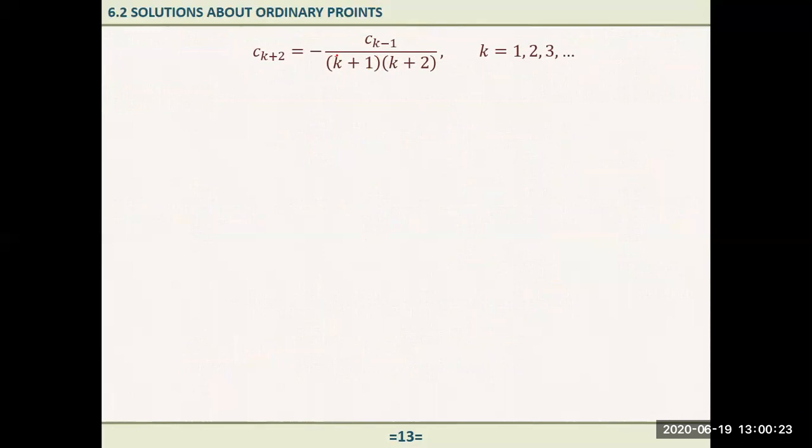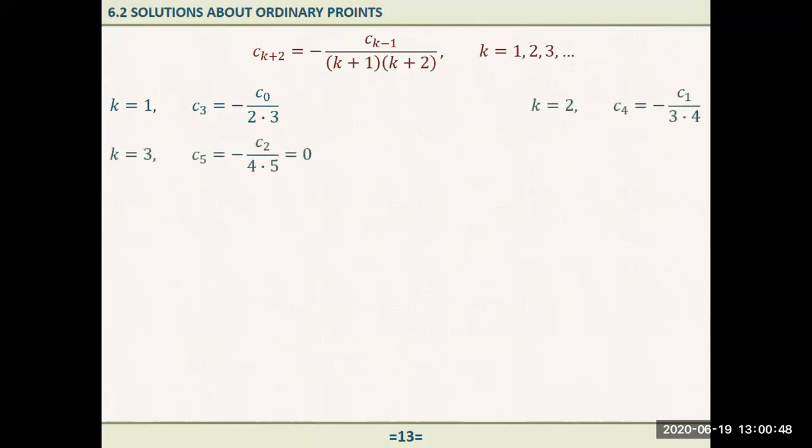Okay, this is how these coefficients are connected to each other. So now, substituting some suitable values for k, we can determine the values of these coefficients. For example, if k equals 1, substitute here: we have c sub 3, 1 plus 2 is 3, and 1 minus 1 gives c sub 0, 1 plus 1 is 2, 1 plus 2 is 3, and here we have a minus, right?